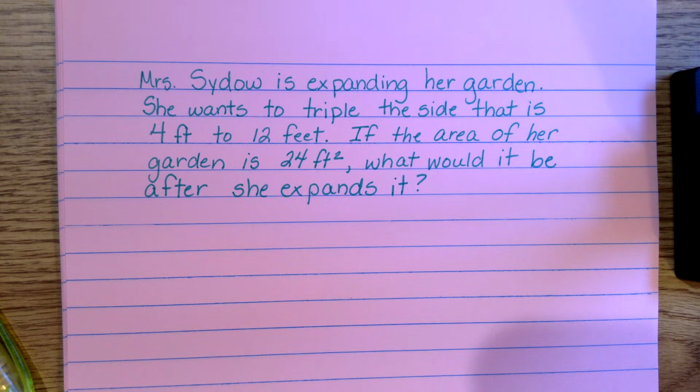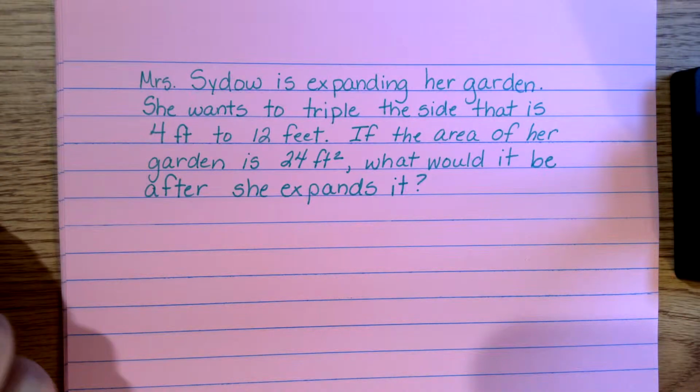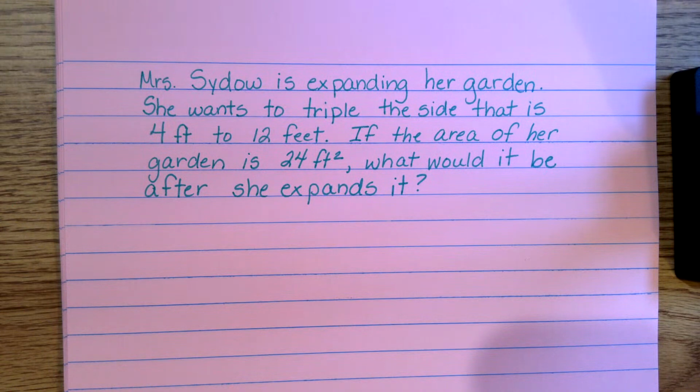All right, there are going to be times when you get a complex word problem or story problem that you have to really work through. Okay, this one right here says Mrs. Cito is expanding her garden. She wants to triple the side that is 4 feet to 12 feet. If the area of her garden is 24 feet, what would it be after she expands it? So this is one of those ones where you kind of have to make a movie in your head. Again, I like to draw pictures.